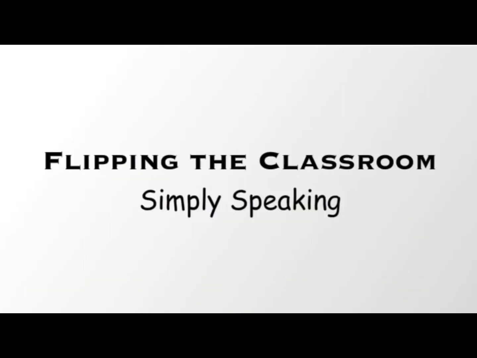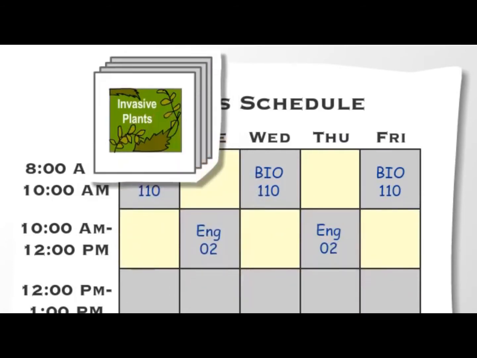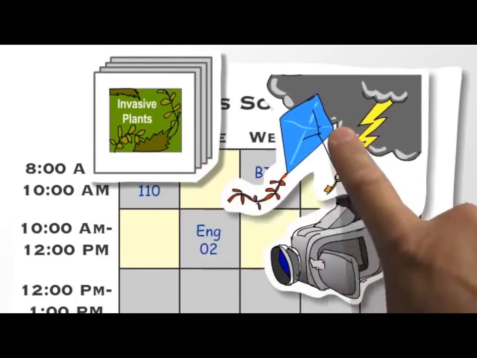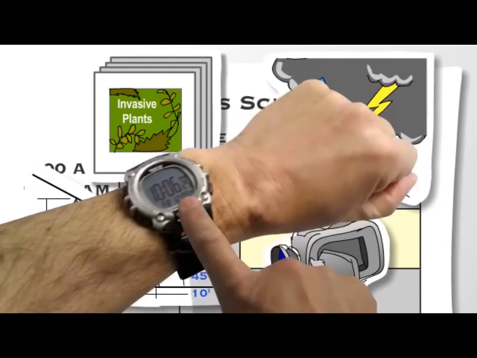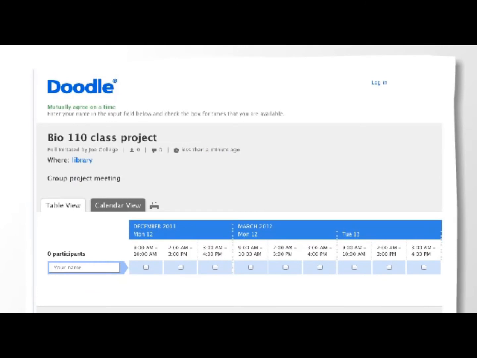Welcome to Flipping the Classroom, Simply Speaking. It's a pretty common course design. Students gather in a classroom a few times a week to hear a lecture. A faculty member may show slides, play a few videos, demonstrate some concepts, or solve problems. On their own time, students work on problems and arrange times to meet to work on group projects.